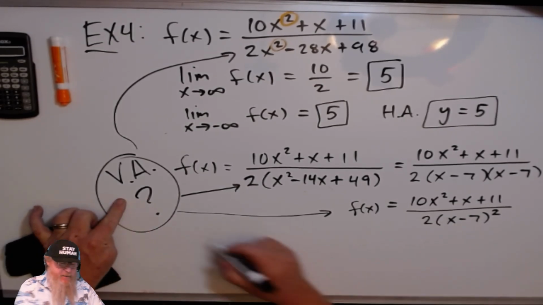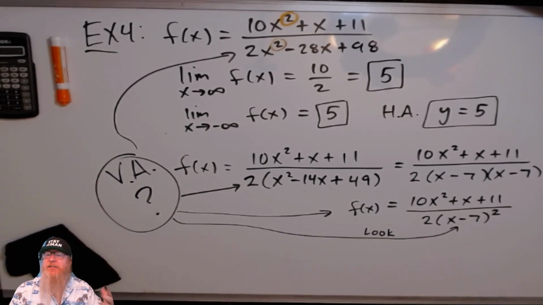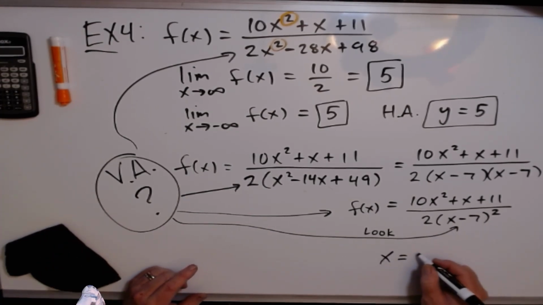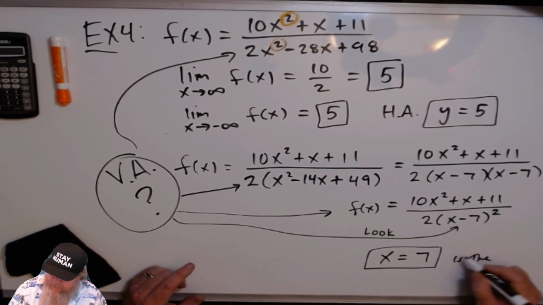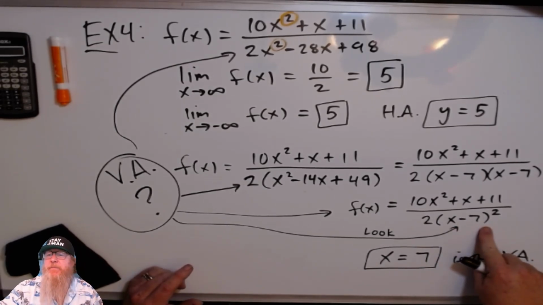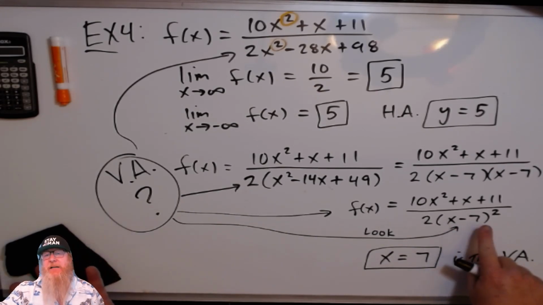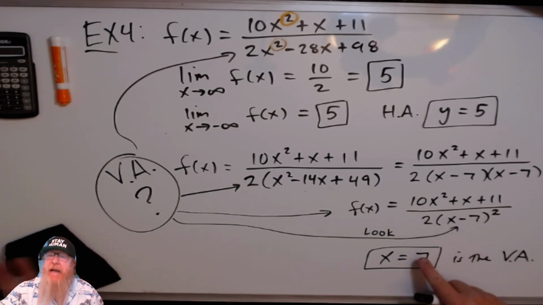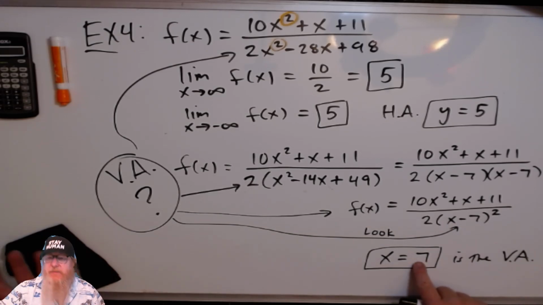The VA, you want to look here in the denominator and ask yourself what number would cause that to be 0. And I hope it's clear that 7 would cause that to be 0. It's essentially the opposite of whatever is in the factor. So if this would have been x plus 3, then it would be negative 3. If it was x minus 7, well, it's positive 7.